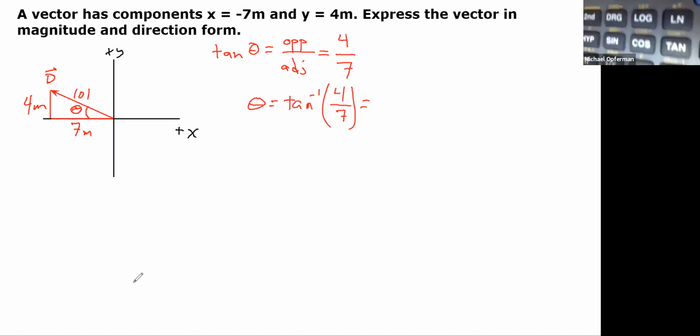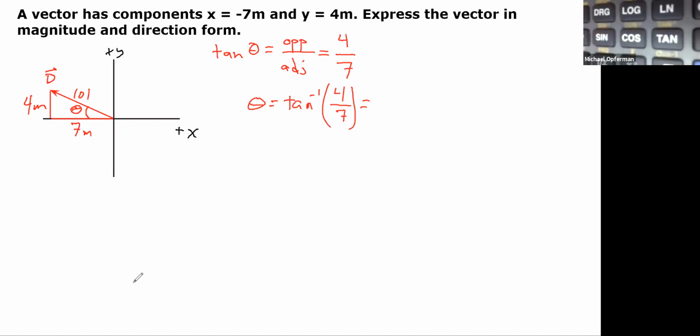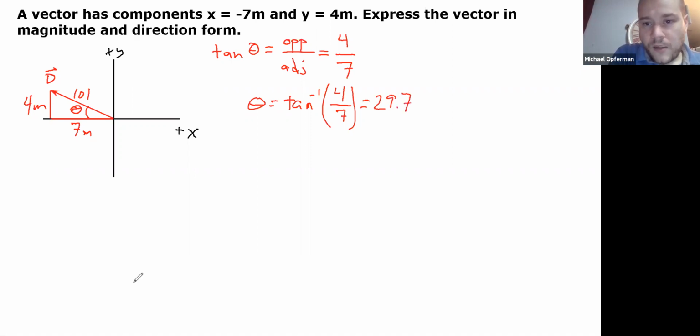Like this is my old calculator. You can see above the tangent key, the second function of it is tan -1. So that's the inverse tangent. So I'm just going to do 4 divided by 7, and then do second function inverse tangent, and it gives me 29.7 degrees. So there's my angle.